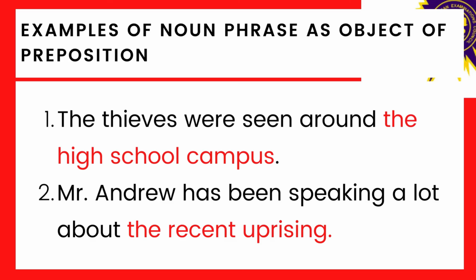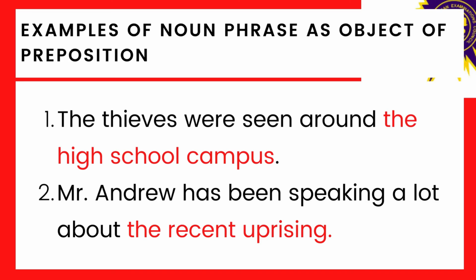The thieves were seen around the high school campus. Our noun phrase in focus, the high school campus. I could ask you the function of this noun phrase and I would expect you to get it right. Why? Because it simply comes after a preposition. If that is the case, then the function of this noun phrase, the high school campus, is simply object of the preposition around. Same thing happens in the rest of our examples.